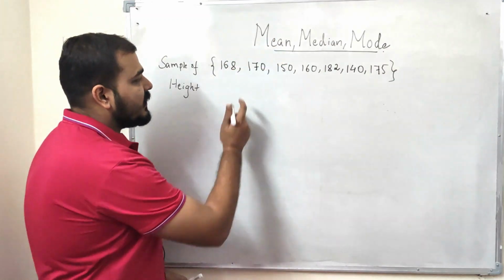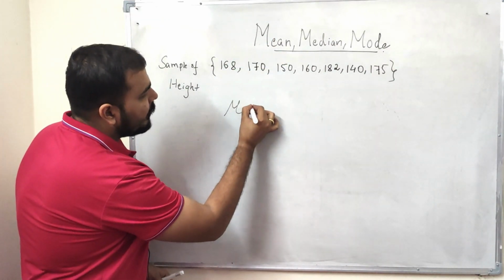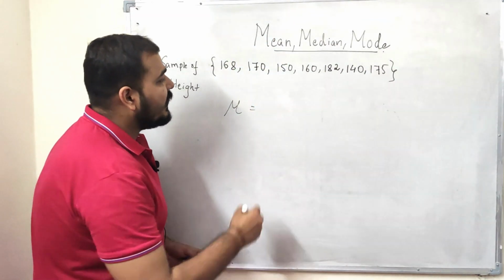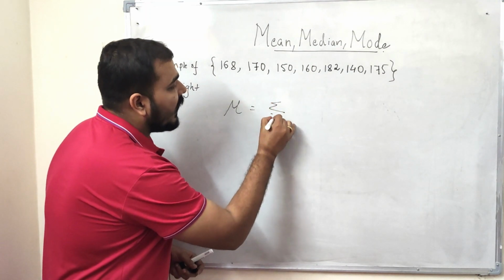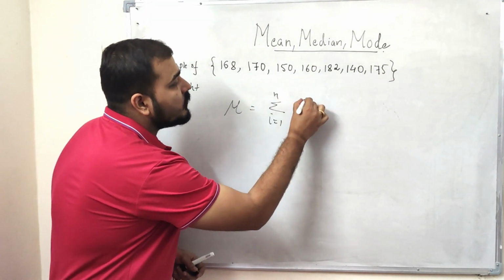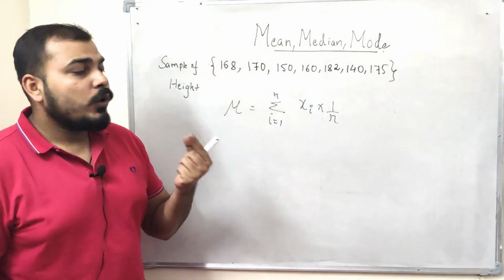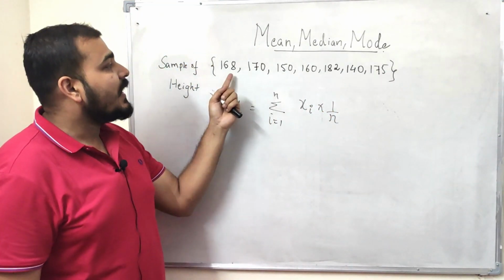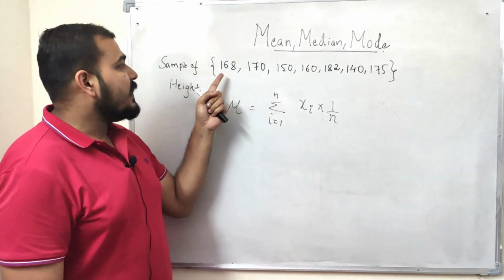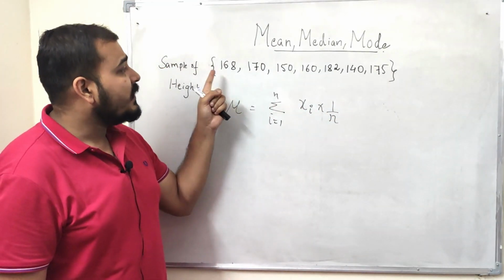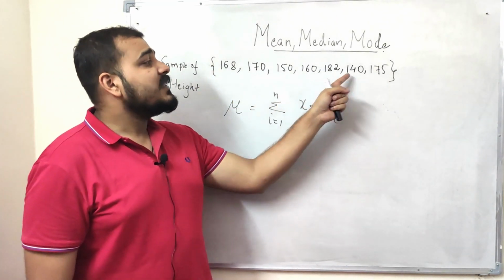So what does mean say? Mean is given by mu, and here I can write the formula as summation of i equal to 1 to n, x of i, multiplied by 1 by n. Now the n value is the count of the samples. So you can see how many samples are present. I have 1, 2, 3, 4, 5, 6, 7.